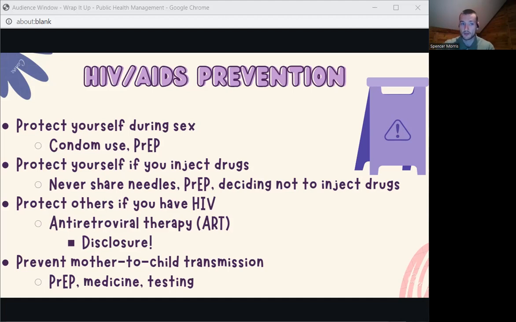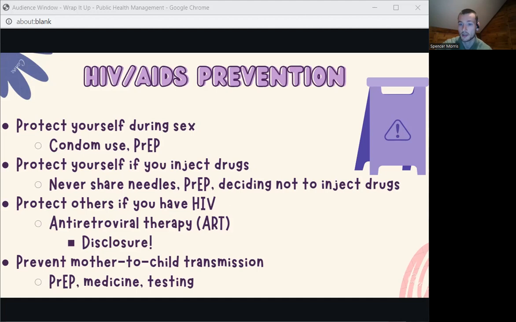Other ways to protect yourself from HIV include protecting yourself if you inject drugs. Of course, the most straightforward is to never inject drugs, or you decide not to use shared needles, or again, PrEP is a method to help prevent the acquisition of HIV.